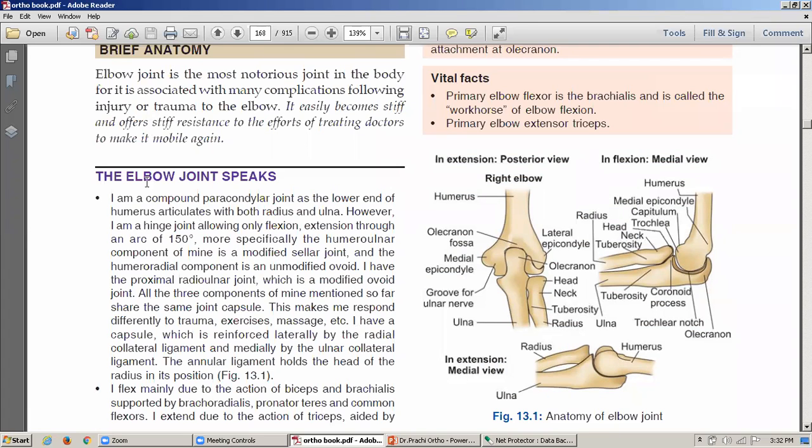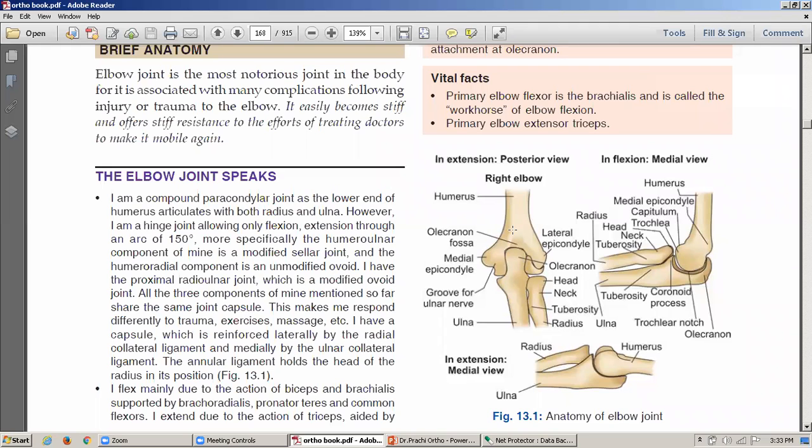The elbow joint is a compound synovial joint, as the lower end of the humerus articulates with both the radius and the ulna. However, it is a hinge joint allowing only flexion and extension through an arc of 150 degrees. More specifically, the humero-ulnar component is a modified hinge joint. Here is the humerus, radius, ulna joint.